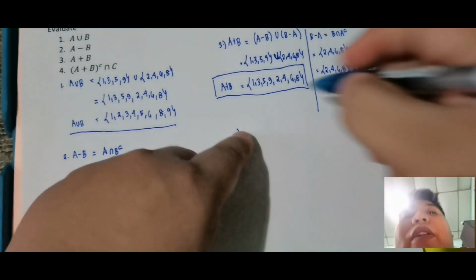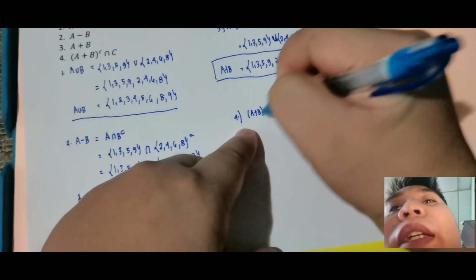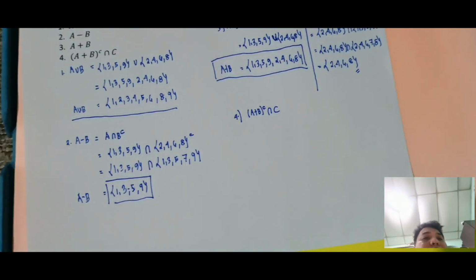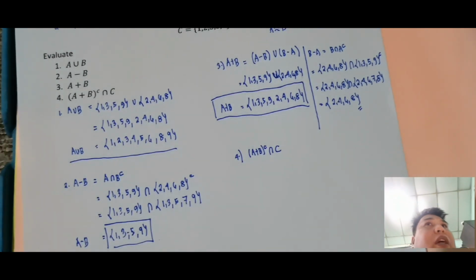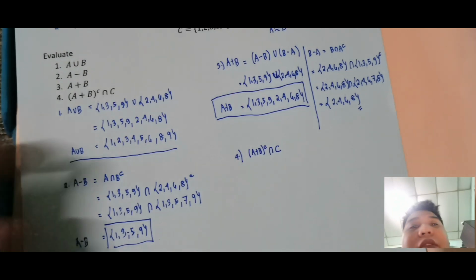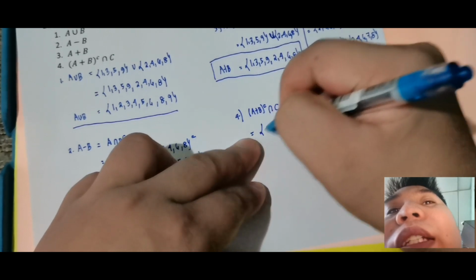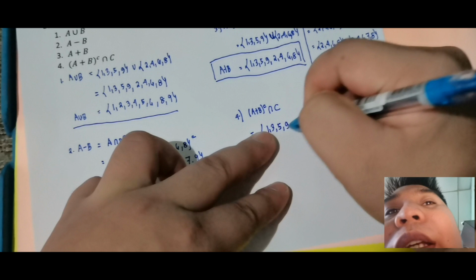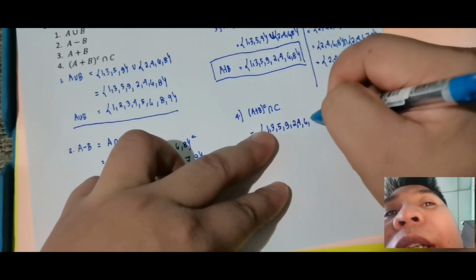Okay, so, for number 4, anong gagawin? That is A plus B complement intersection C. Okay, so, ang kagandahan dito, yung mga sinolve kasi ni sir, parang dugtungan. So, kunyari, nasolve ko na sa A plus B, gagamitin ko na siya dun sa next. Okay, so, dito, lagay ko na A plus B kasi nasolve ko naman na siya sa taas. That is equal sa the set containing 1, 3, 5, 9, 2, 4, 6, and 8.